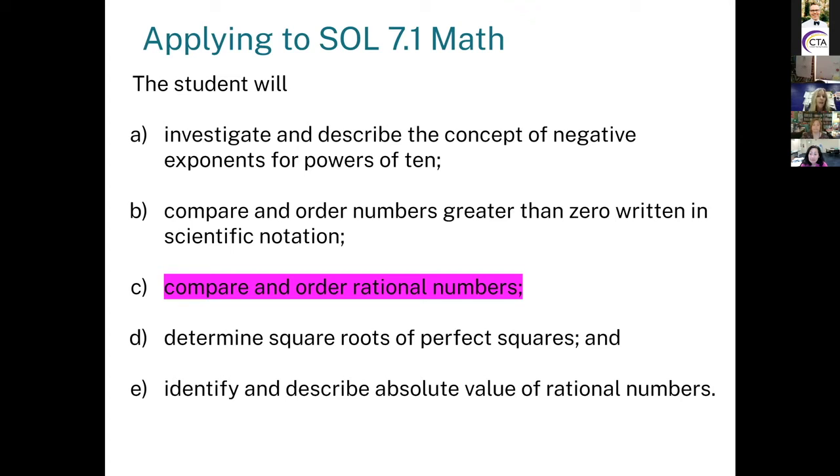So I pulled out this math SOL. It's from 7th grade. You can see it's got several bullets here. I pulled out the compare and order rational numbers one. Students have worked with rational numbers from elementary school on up, so it is something they're familiar with. Dr. Chen, you can go on to the next slide, please. Thank you.